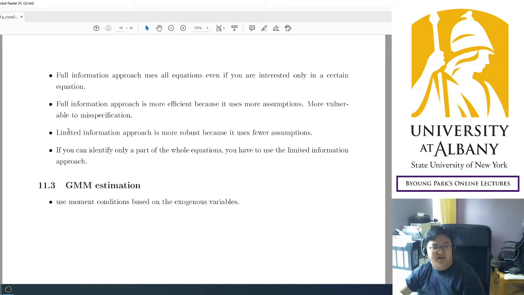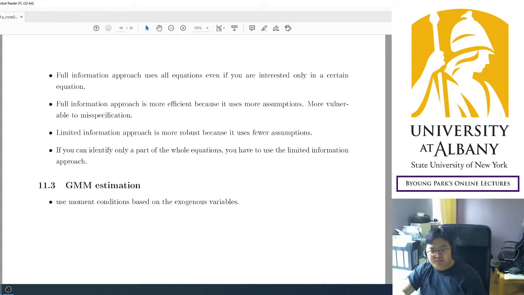On the other hand, the limited information approach is exactly the opposite. You do not care about the other markets. I don't know what assumptions are used there if they are not needed. You are looking only at one market. So it is robust because you are imposing fewer assumptions. But the problem is it may not be fully efficient. So you are losing some information.